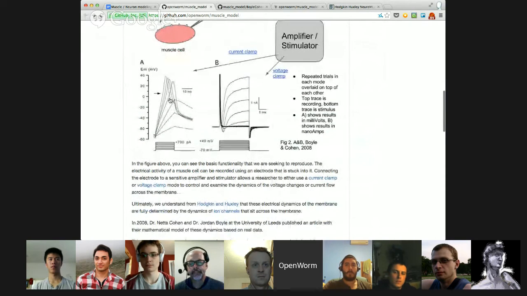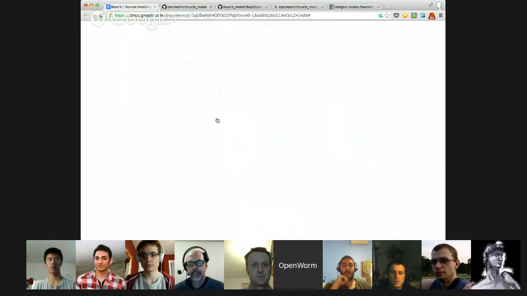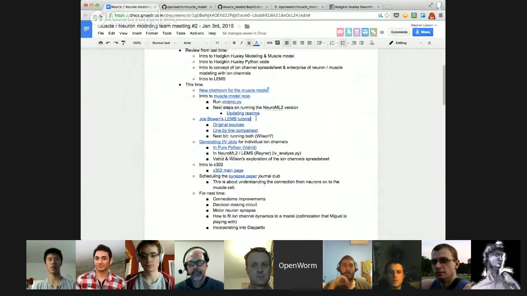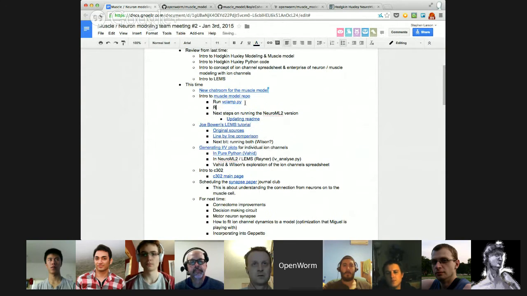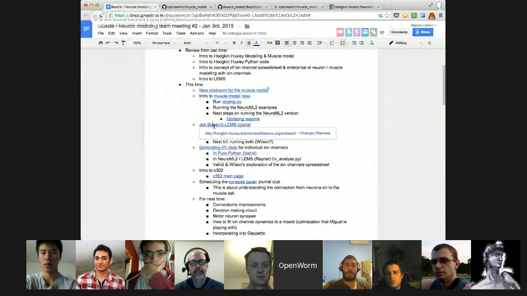Now, in the midst of talking about this NeuroML2 thing last time, we got into what is really going on behind the scenes. So, run vclamp.py. We looked at vclamp.py, so that's one thing to do. Running the NeuroML2 examples should be another thing that folks should try to do. And then, okay, so what's really going on?